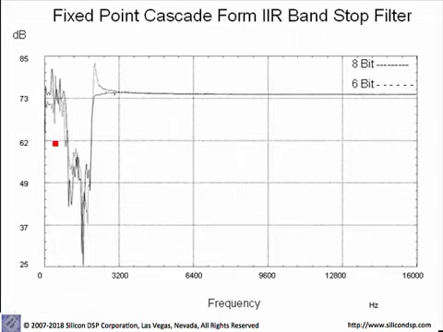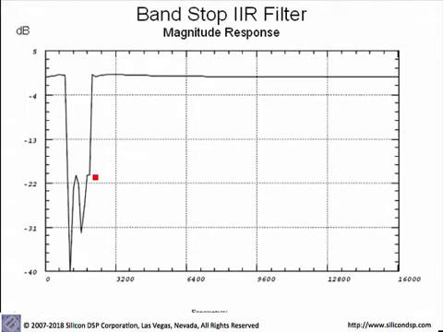Let's compare this result here with the actual floating point, which is shown over here, and we see that the fixed point implementation causes ripples in the pass band, and also at some points we fail to meet the requirements in terms of the attenuation of the stop band, but by increasing the number of bits and the word length we are able to meet all requirements.